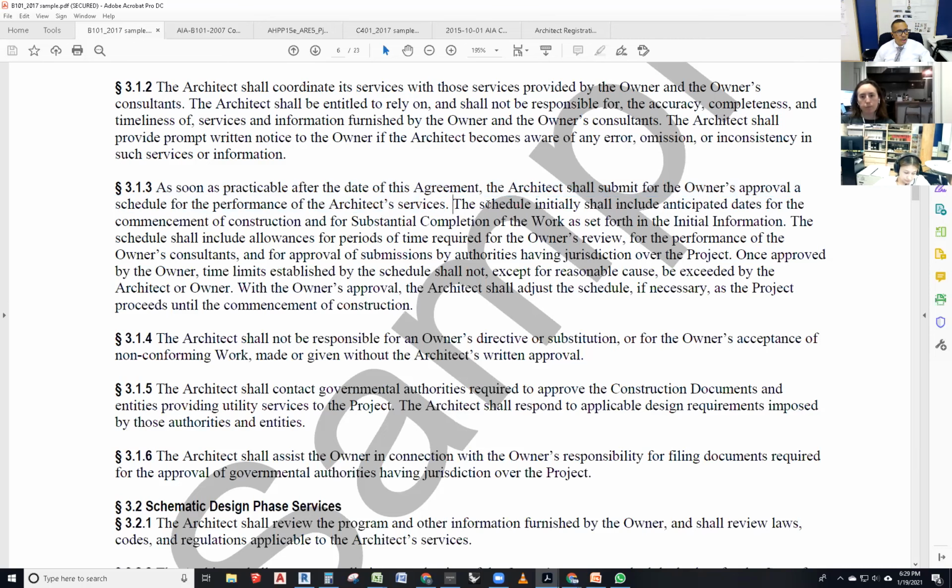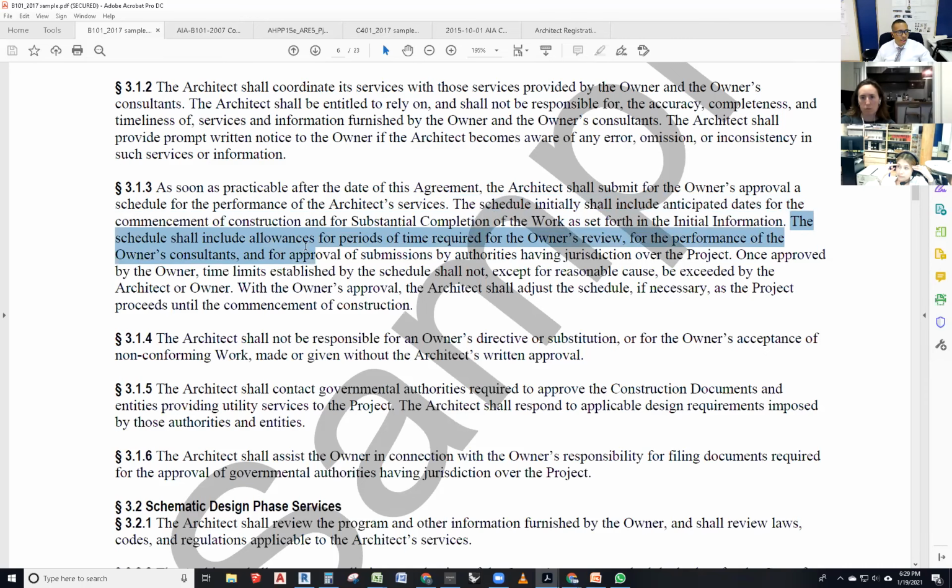The schedule initially shall include anticipated dates for the commencement of construction and for substantial completion of the work as set forth in the initial information. To be honest, they only tell you that at the very beginning, like I told you, when they anticipate that substantial completion should be, and that's part of the time, the milestones. Remember that? So you're just saying, here's how I anticipate complying with that, right? And you're regurgitating that back to them. If not, then the owner has to update his. You've got to say, hey, owner, we can't do that. You have to update yours.